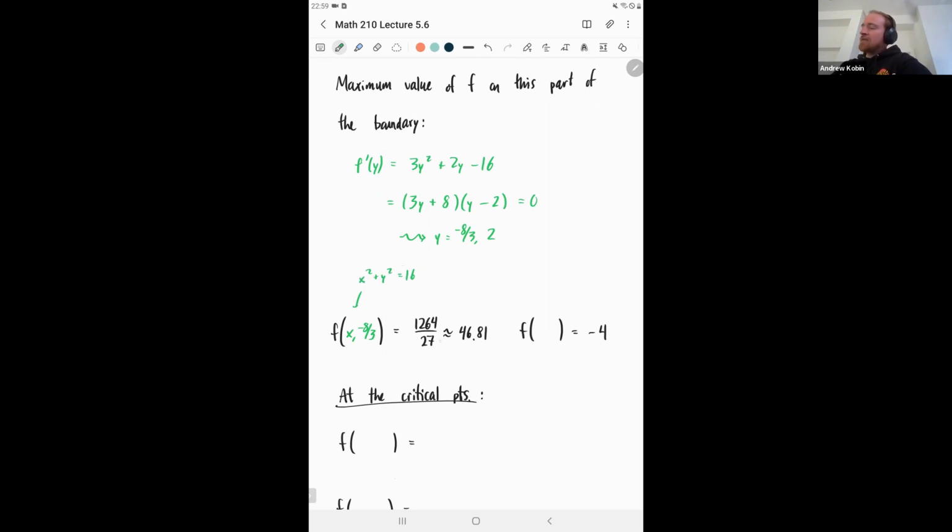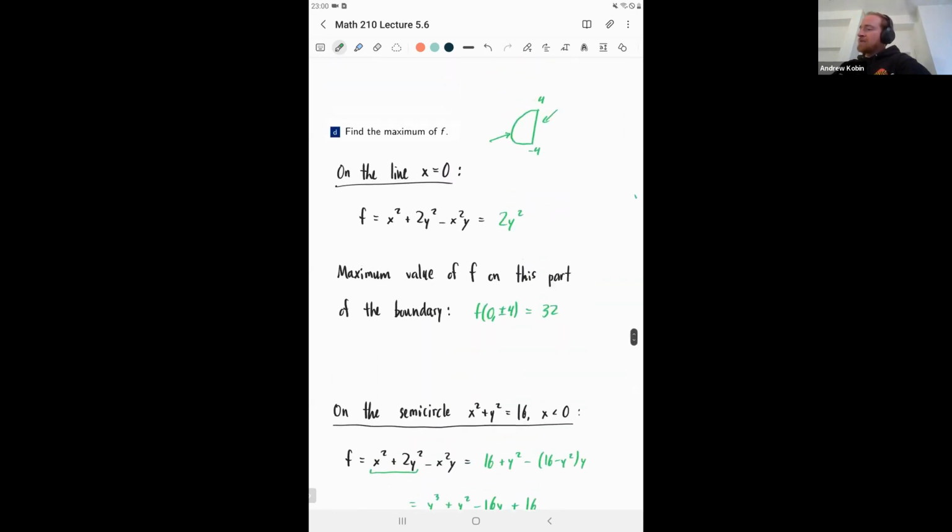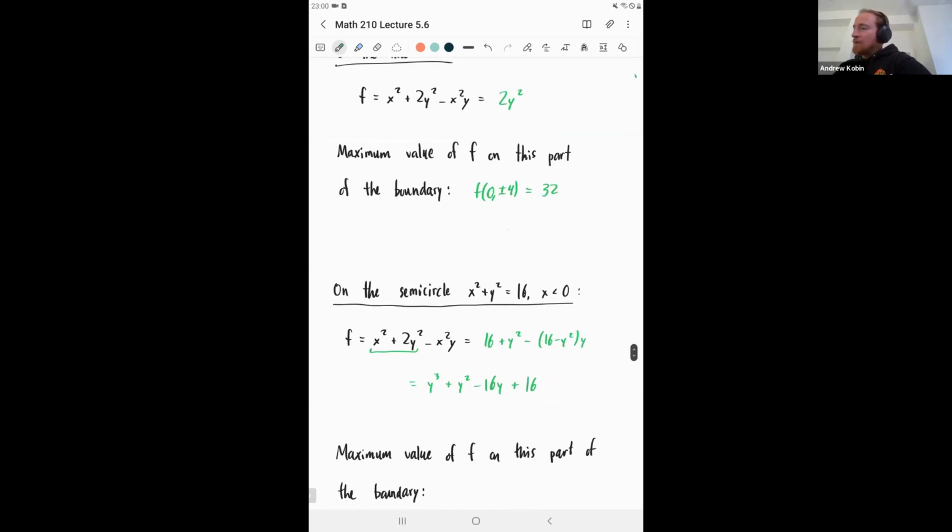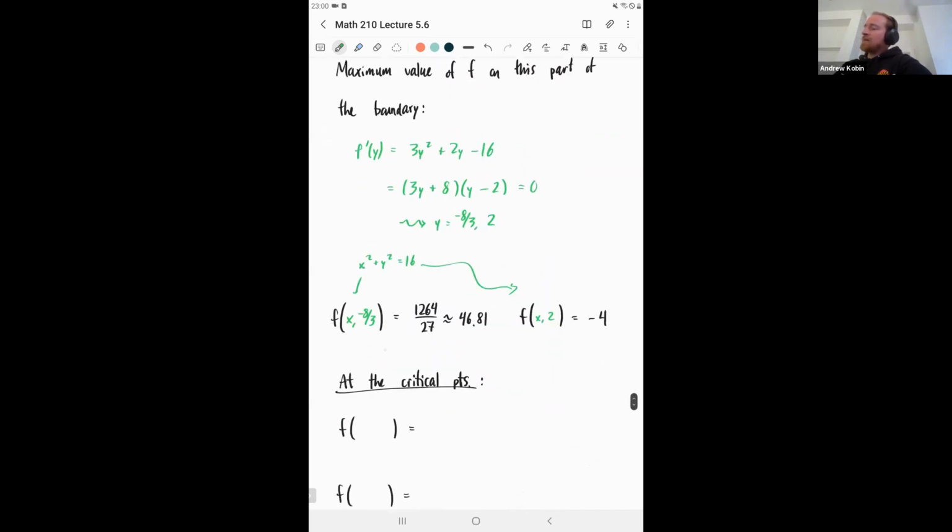You'll get this number, 1264 over 27 as a fraction, which is about 46.81 as a decimal. On the other hand, the x coordinate for positive 2 is going to give us an x comma 2, where x is whatever solves this equation. When y equals 2 is plugged in, that pair outputs negative 4. So at this point, we can rule out the point with y coordinate 2 from our list. And actually, this also eliminates another possibility, because our boundary points of the vertical line segment along the y-axis gave us a height of 32 only. Those can't possibly beat this current answer.